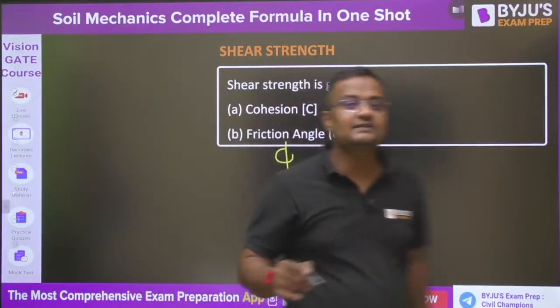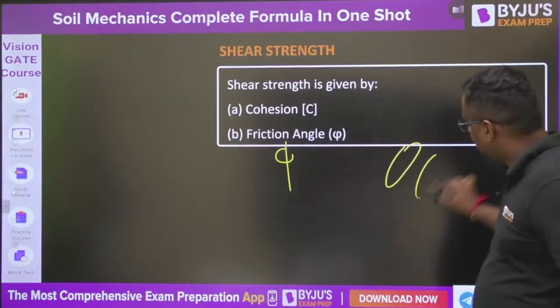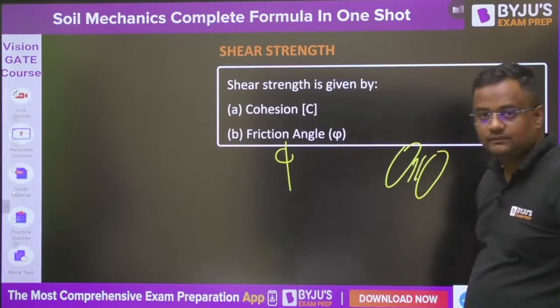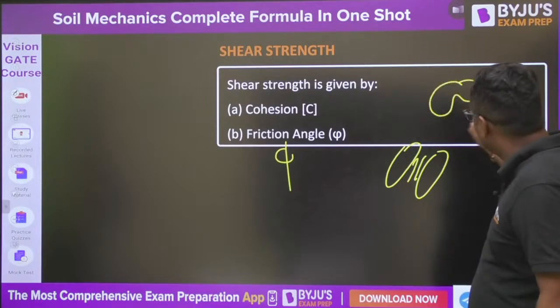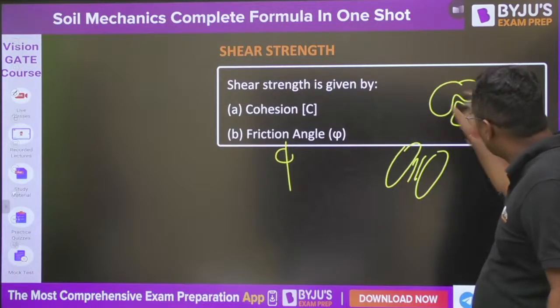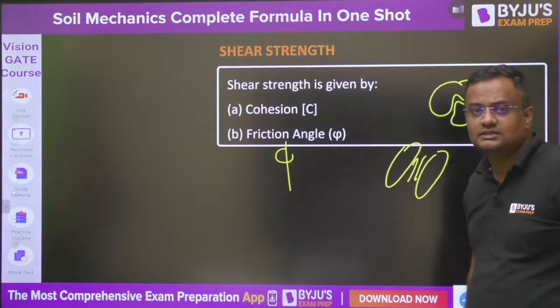A friction angle phi is also gained by two things: by the friction between the two particles of soil, or by interlocking. If particle 1 is like this and particle 2 is like this, then वो उसे खांचे में बैठ जाएगा. So there is interlocking.